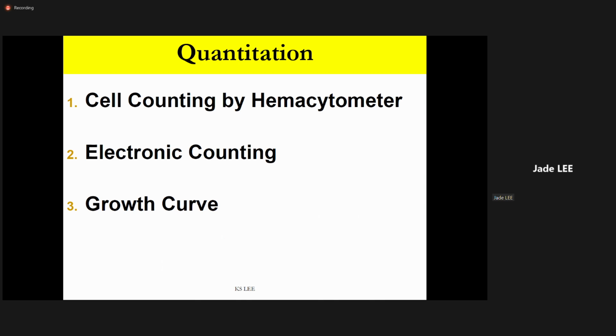Usually in a good lab, we use electric counting or an electronic particle counter. And sometimes for teaching purposes, we use cell counting with the hemocytometer and also a growth curve. Okay, for teaching purposes that is used, but for research purposes, at master level and above, maybe we use the electronic counter.